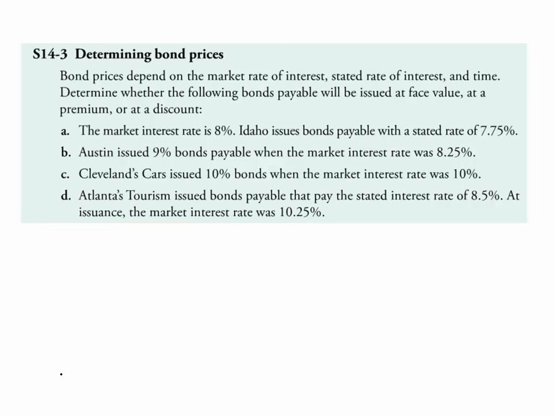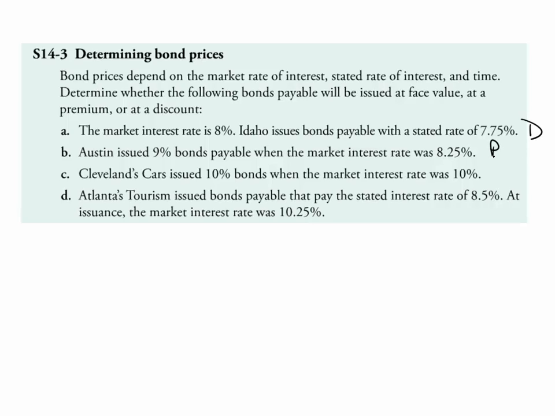This is how you'll see it written. We'll start with this one. If the market rate is 8% and we're issuing bonds with a stated rate of 7.75%, what I'm paying is a little bit less than the market rate, so I would have to offer this one at a discount. In this one, I'm paying 9% and the market rate is 8.5%. So I'm paying more, so I can actually charge more for this one.